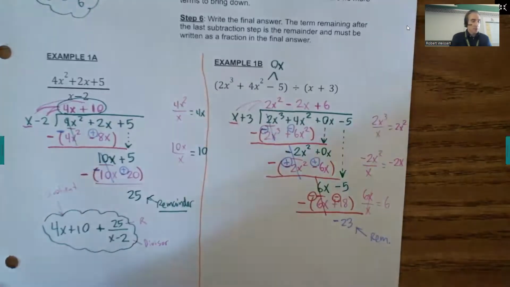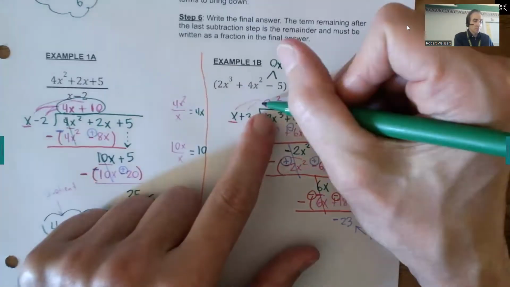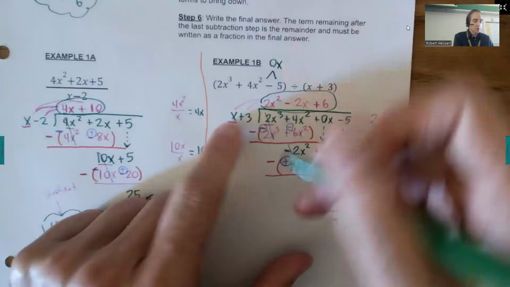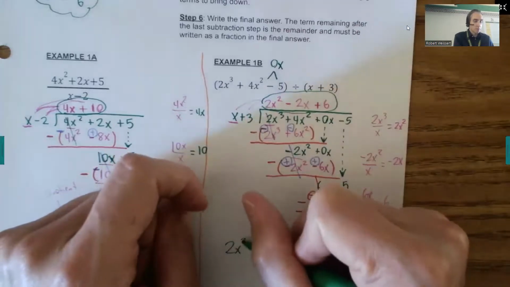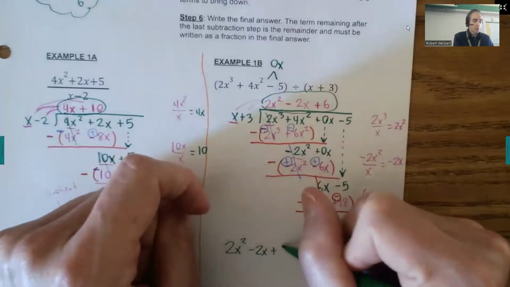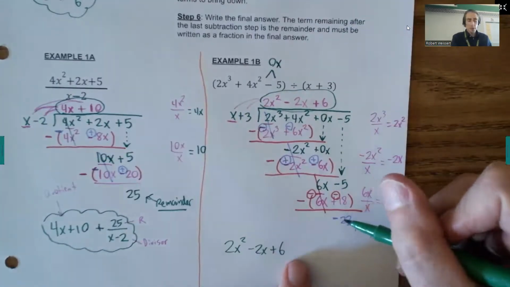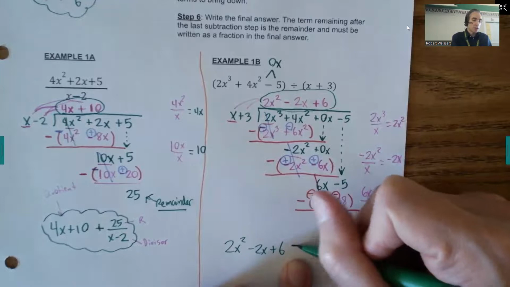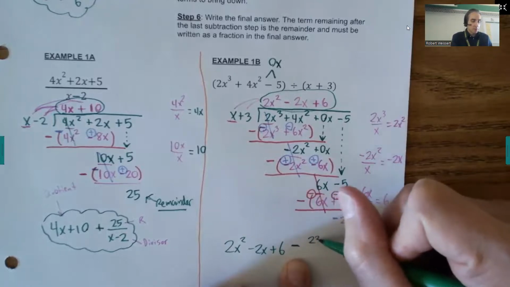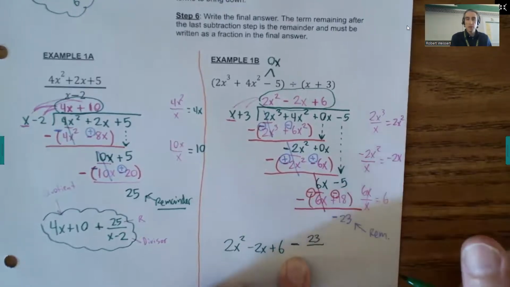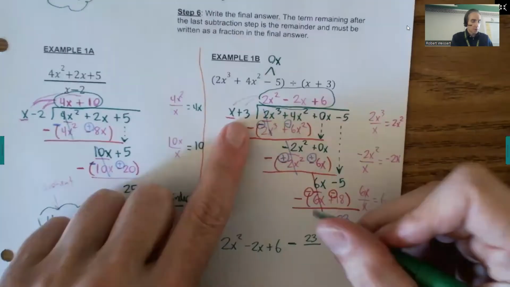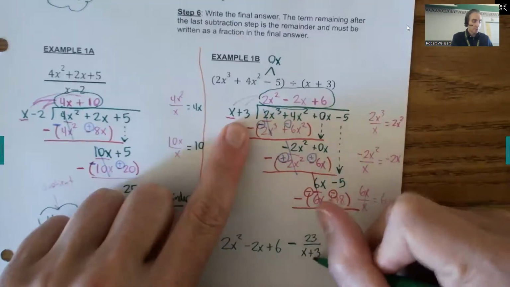So our final answer is going to be your quotient, 2x squared, minus 2x plus 6. Now this is a negative 23, so I'm actually going to say minus. You can say plus negative, it's fine. But since that's negative, I'm going to make minus there. And that's going to go over your divisor, x plus 3.